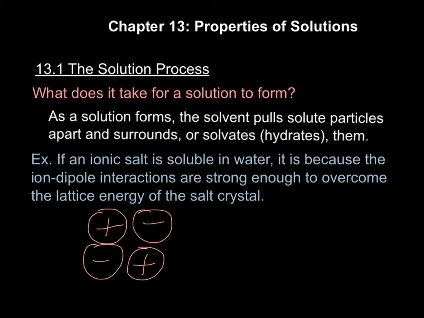That is your ionic salt. But as, let's say, a polar molecule like water comes along with its partial negative and partial positive charges, this attraction here and here can start pulling apart this unit cell and isolating these ions. And that's how a solution can form.